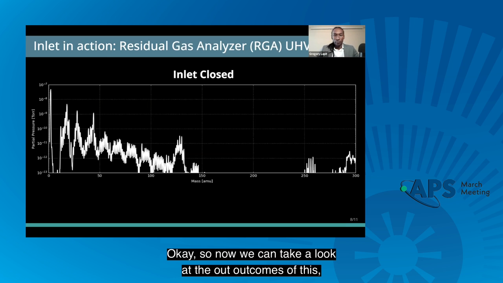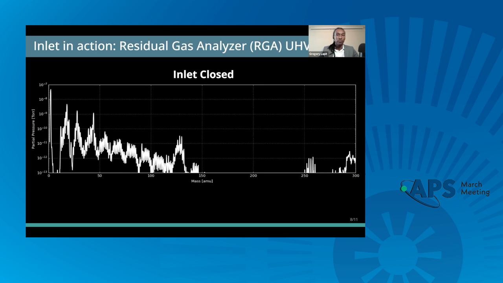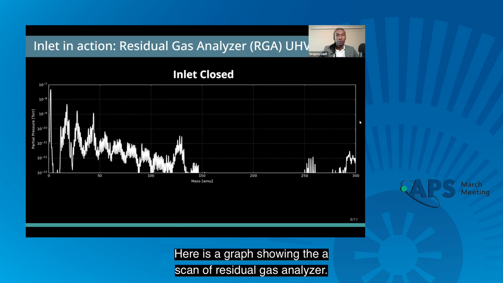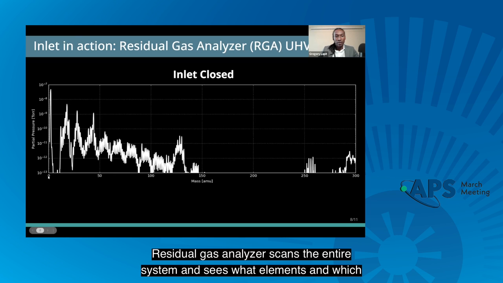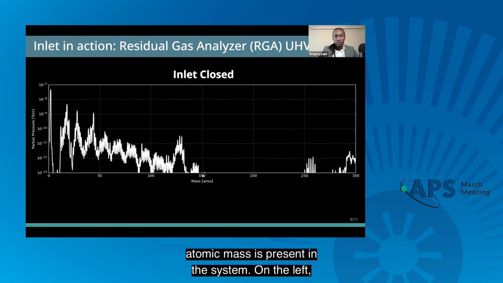Okay, so now we can take a look at the outcomes of this precursor system. Here is a graph showing a scan of a residual gas analyzer. The residual gas analyzer scans the entire system and sees what elements and which atomic masses are present in the system.